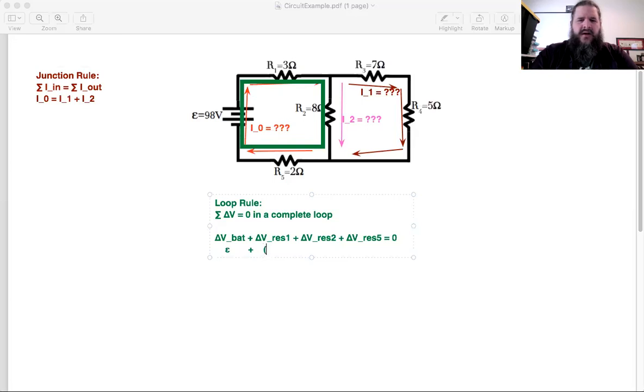Yeah, negative IR. For resistor 1, we know we've got current I0, so I0 times resistor 1, R1, and that should have a negative there. And likewise, delta V resistor 2. Resistor 2 is going to be negative I, but it's a different current. It's current I2 times resistance R2. And likewise, resistor 5 is going to be negative I0 times resistance R5.